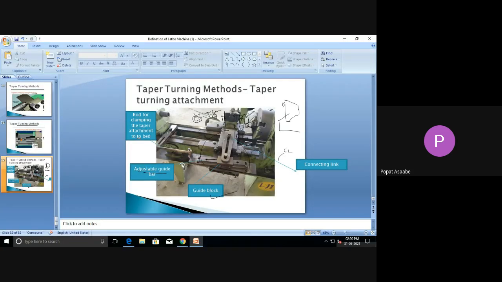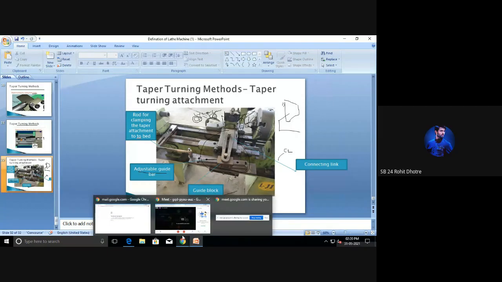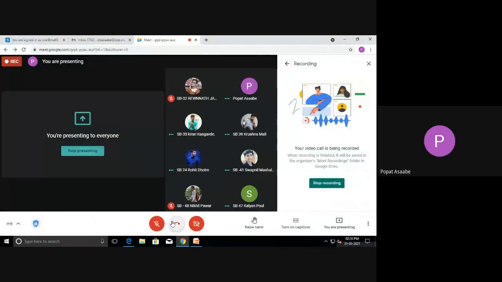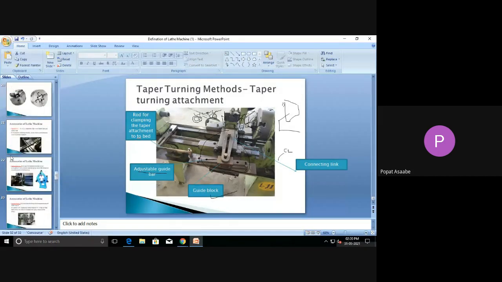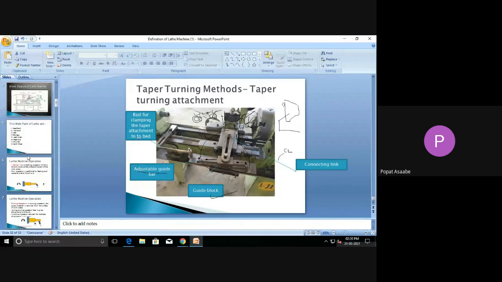Okay, these are the 4 taper turning methods. Understood? Yes, sir. Okay, then in the last lectures I explained one thing, and I want to check here whether you have understood or not.